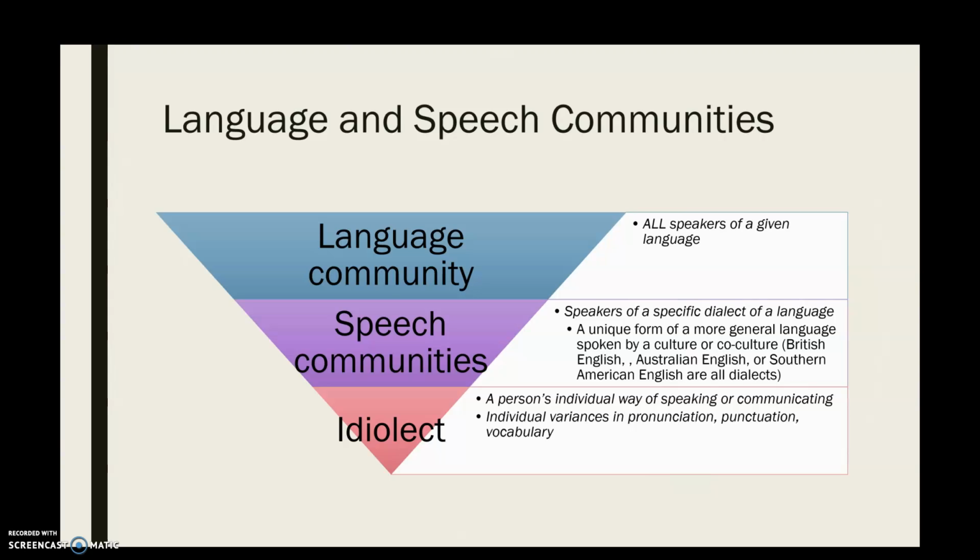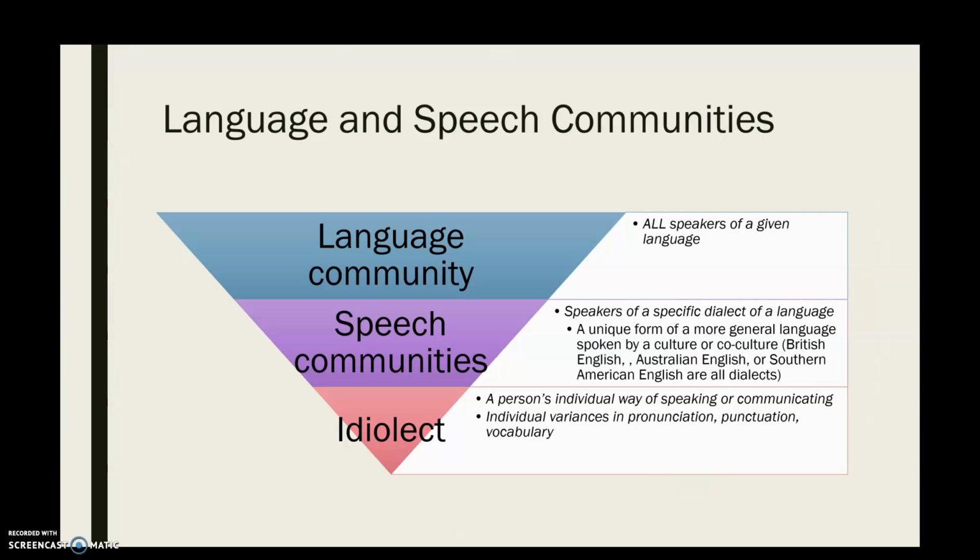So British English is a speech community, Australian English is a speech community, Southern American English, those of us who speak with a Southern accent, these are speech communities. Within speech communities, you have dialects, which are accents and specific vocabulary that is used by that region. It would be the difference between how we speak here in the South and how someone speaks up in New York. And then continuing on down from more general to more personal, you have your idiolect. Your idiolect is your individual way of speaking or communicating. There are individual variances in pronunciation, punctuation, and vocabulary that characterize your unique voice.